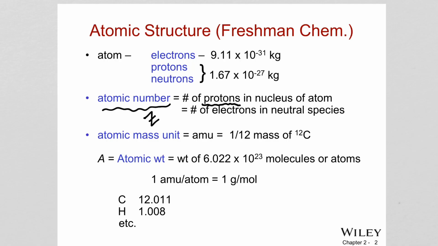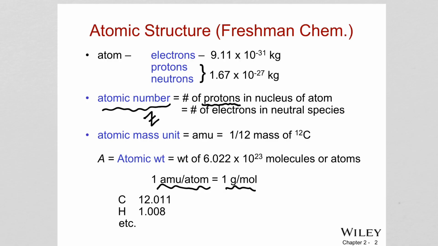And the atomic weight of an atom is equal to the sum of its protons and neutrons. The atomic weight of an atom or a molecule may be specified on the basis of atomic mass unit per atom or mass per mole of material. So two different ways to specify atomic weight.